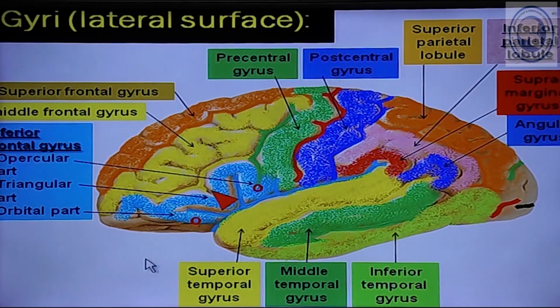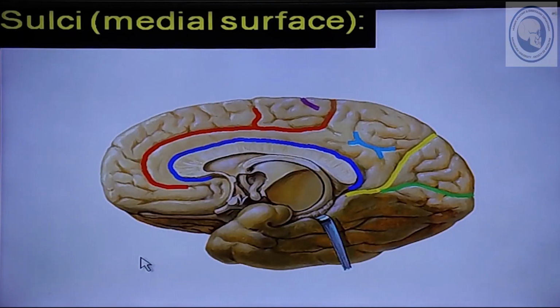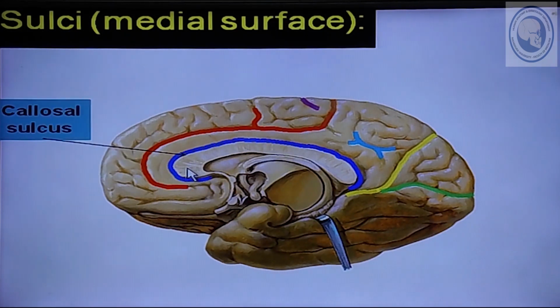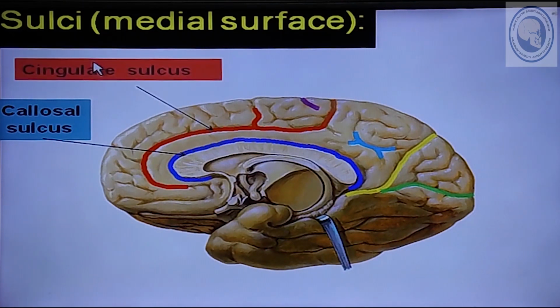Why we should know these sulci and gyri, we will know later. What about the sulci on the medial surface? This is the medial surface because this is the corpus callosum and its four parts: rostrum, genu, body, and splenium. Above the corpus callosum, immediately you will find the callosal sulcus. Parallel to it, you will find the cingulate sulcus.